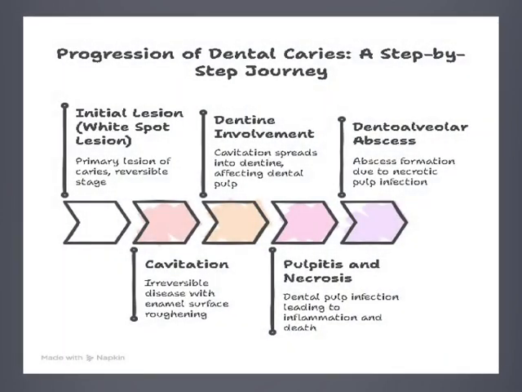The journey of dental caries starts with a reversible white spot lesion. If not managed, it progresses to irreversible enamel cavitation, then dentine involvement, pulp infection, and necrosis. Finally, an abscess may form due to necrotic pulp infection. Understanding this step-by-step progression is key to effective prevention and treatment.